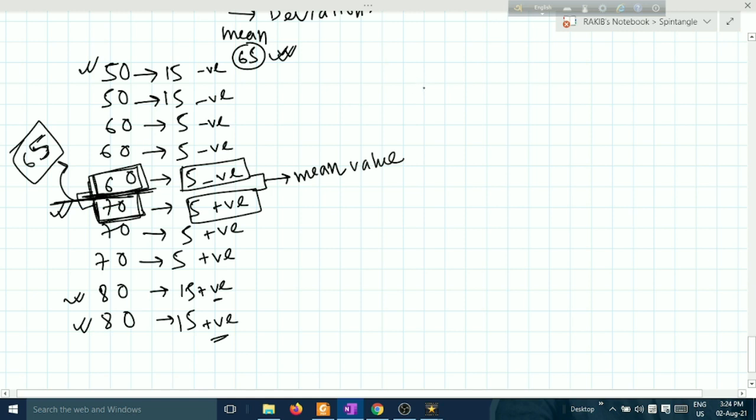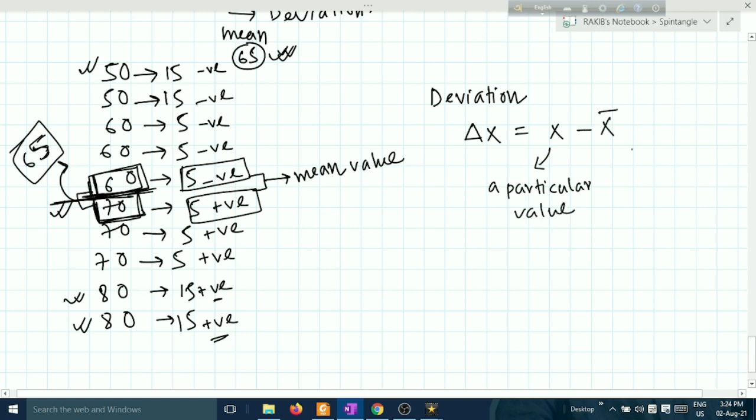So the general expression of deviation. Deviation is written as, suppose, delta x equals what? A particular value minus the mean value. This is the mean value. This is the concept of deviation.